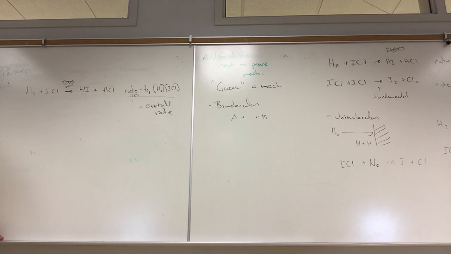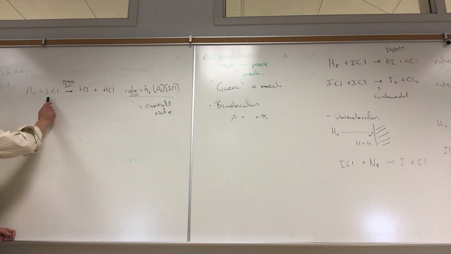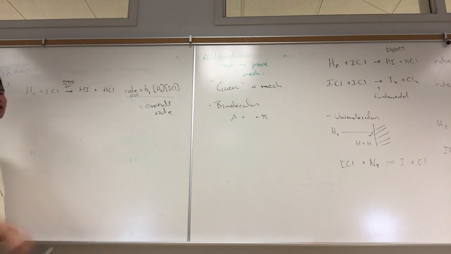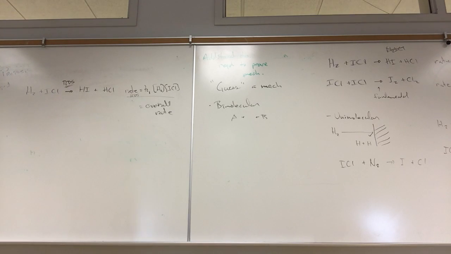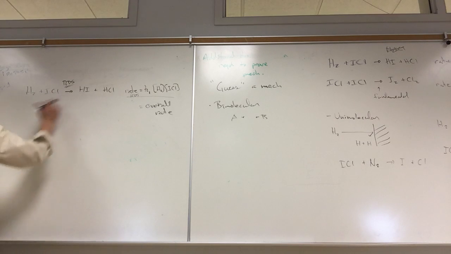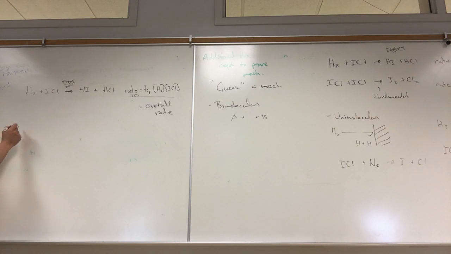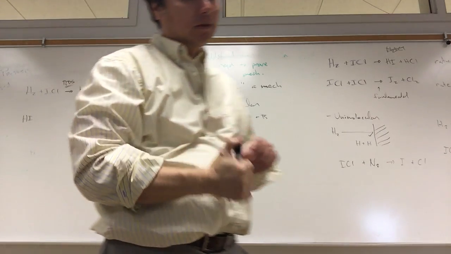Except, how do you determine if a mechanism is correct? Well, in order to determine if it's correct, we'd have to measure an intermediate. Do you see what an intermediate is in this? Because when I look at this net reaction, am I producing HI or HCl? I'm not producing any HI, am I? HI shouldn't be there, and so this is not done, because HI is what we call an intermediate.